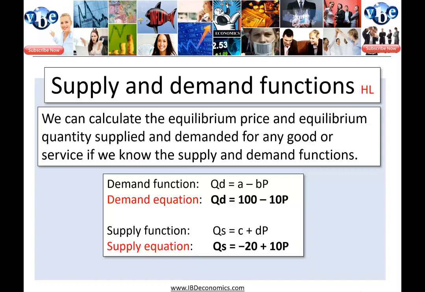So the demand function takes the form QD equals A minus BP. The supply function QS equals C plus DP. And we've got examples here, QD equals 100 minus 10p. And we've got a supply equation example as well. QS equals minus 20 plus 10p.